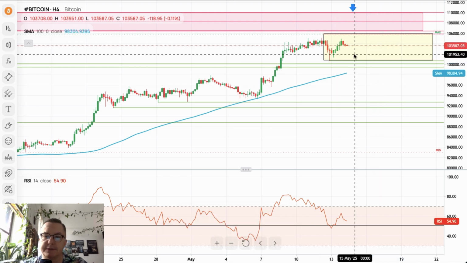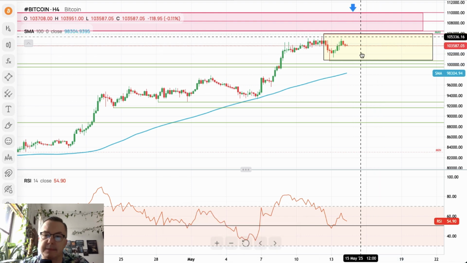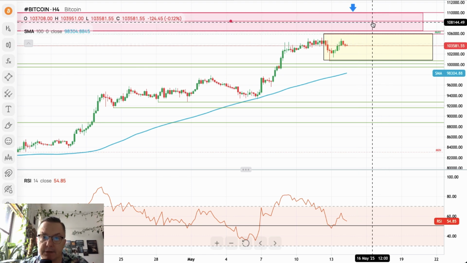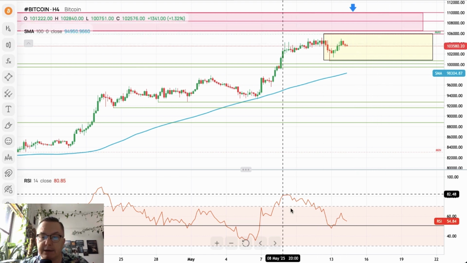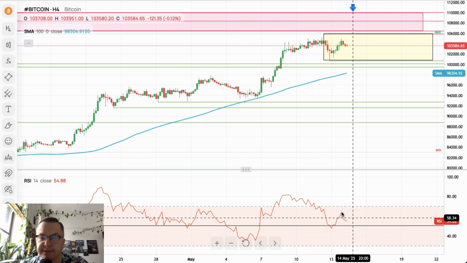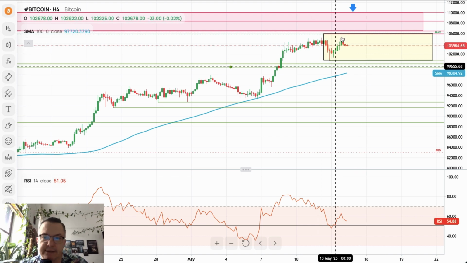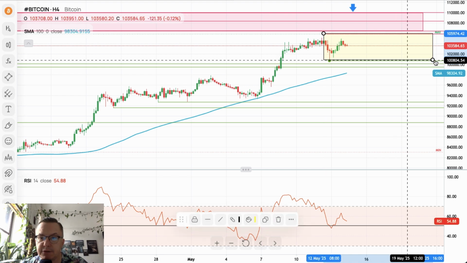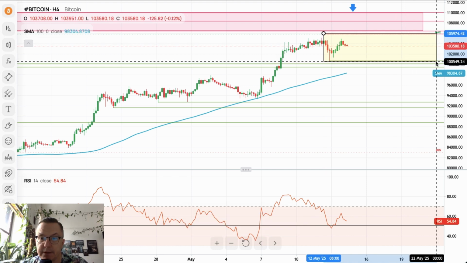If we break out of this yellow rectangle to the upside, it's quite possible. Then, of course, there is the all-time high and the big supply zone. The market managed to test the level of 50, a little bit of a breakout towards 48 points. Now it's back towards the level of 60, 65. So it looks like the dips are being bought, and the market is moving in the right direction for the bulls, which is of course to the upside.